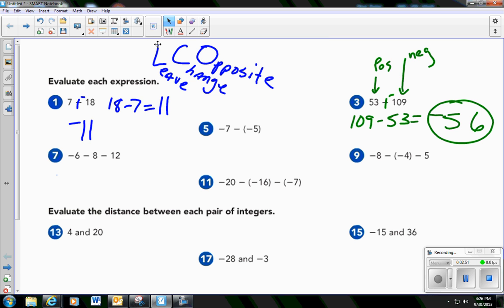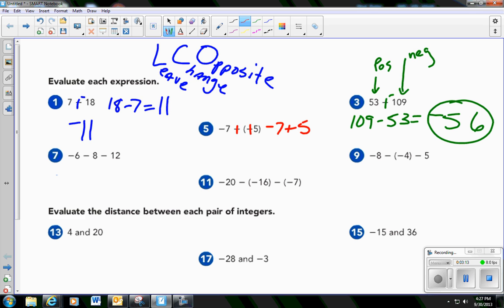Number 5, go ahead and try number 5. If you want, hit pause, try number 5. When you get your answer, hit play and compare your answer to my answer. So number 5, we leave negative 7 alone, we change subtraction to addition, and we make negative 5 its opposite, which is positive 5. So our new problem is negative 7 plus 5.